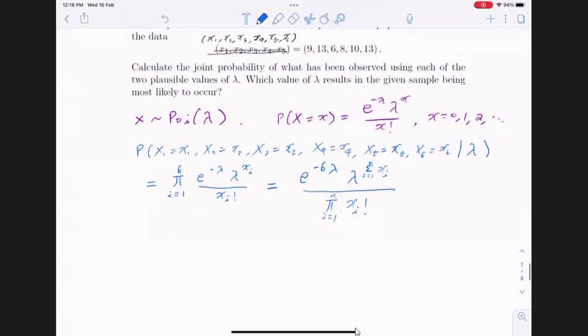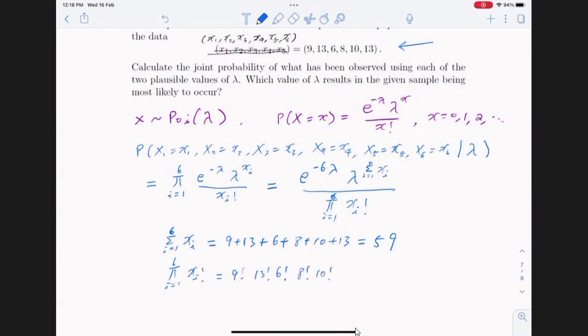According to the question, we have the observed sample. So we can first compute the sum of these 6 numbers, and we find that it is equal to 59. And we can also compute the product of the factorials of them. Now this number will be very large. You can check with your calculator. It is a huge number.